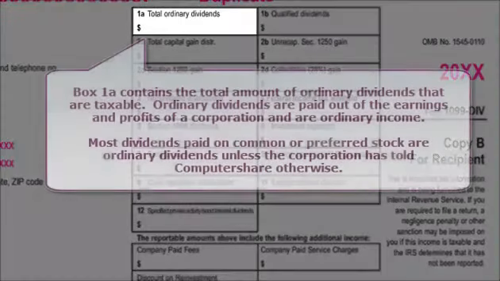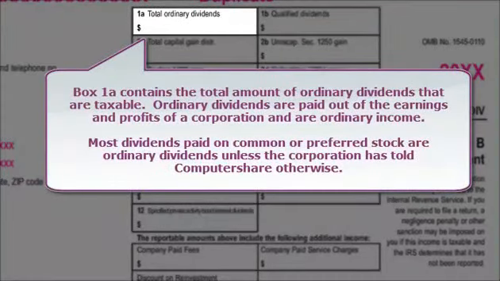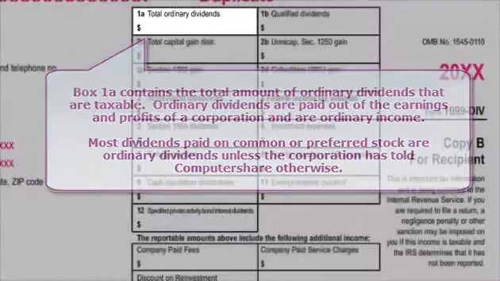Box 1A contains the total amount of ordinary dividends that are taxable. Ordinary dividends are paid out of the earnings and profits of a corporation and are ordinary income. Most dividends paid on common or preferred stock are ordinary dividends unless the corporation has told Computershare otherwise.